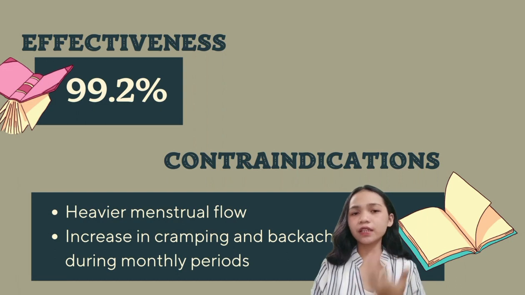Contraindications for this is heavier menstrual flow. This might be caused by vascular changes which regulate the blood flow of the uterus, and an increase in cramping and backaches during monthly periods in some women.